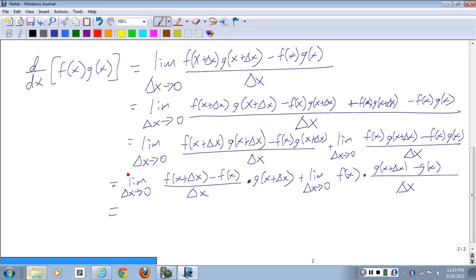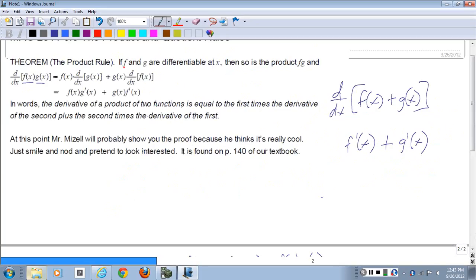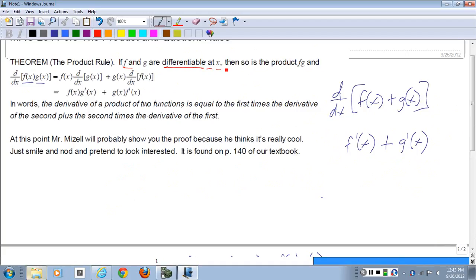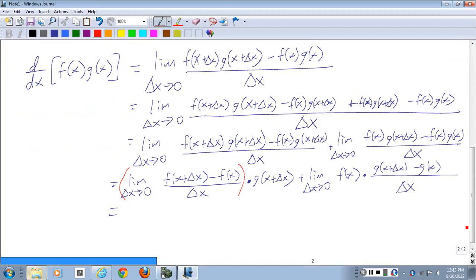What do we know about this expression right here? If f is differentiable at x, what do we know about that expression in red? Well, it's the definition of the derivative. The derivative f prime of x. Yes, that's what that's equal to.